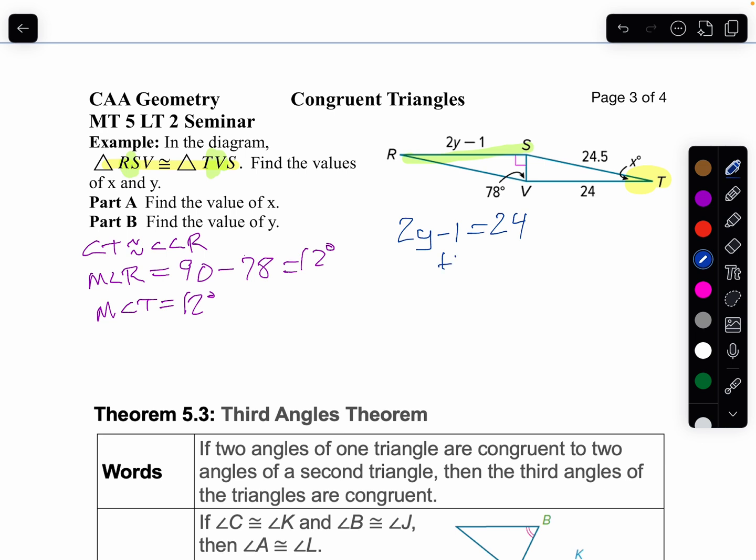I'll add 1 to both sides. 2y equals 25. Divide by 2. Y is 25 over 2. If you want to write that as 12.5, you certainly can, but I'm going to leave it as 25 over 2.